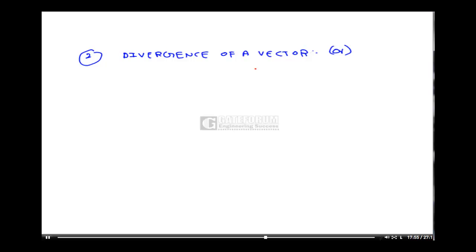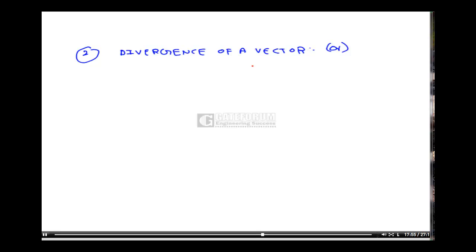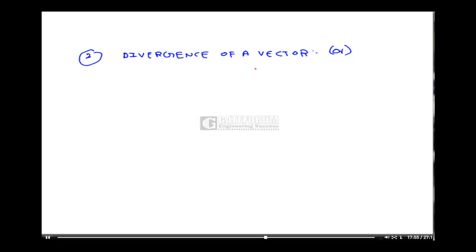Before discussing the divergence concept, we will discuss some important integrals: line, surface, and volume integrals. So we will discuss what is the line integral, what is the surface integral, and what is the volume integral. First of all, I am going for the line integral. All these basic concepts are needed for the analysis of an electromagnetic problem.